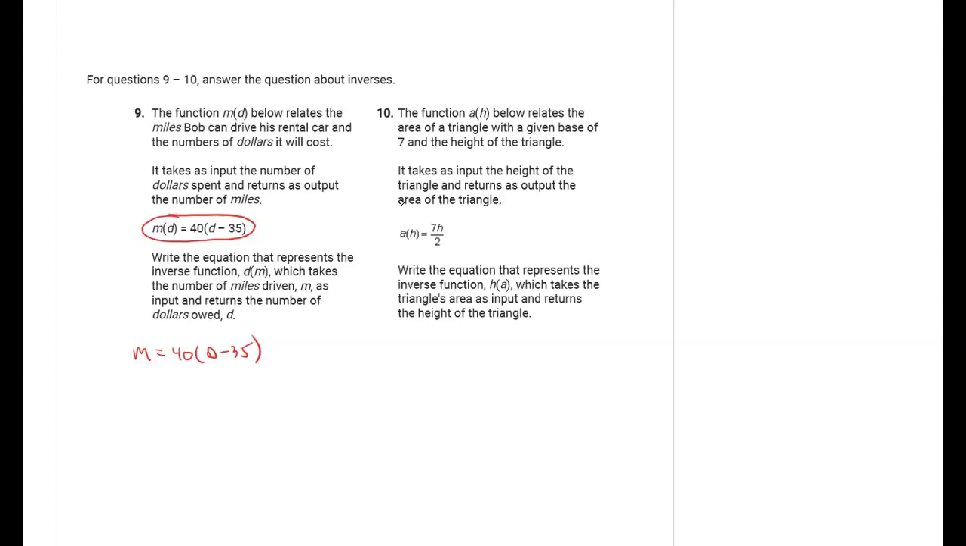Now what I'm going to do is I'm going to go ahead and solve this for d. So the first way, I'll rewrite this as 40 times d minus 35 equals m. So all I did was take this side, write it here, and that there. So 40 is linked by multiplication, so I'm going to divide both sides by 40. d minus 35 equals m over 40. Now I can go ahead and add 35 to both sides. So I get d equals m over 40 plus 35.